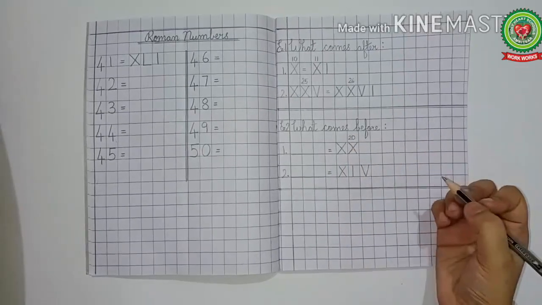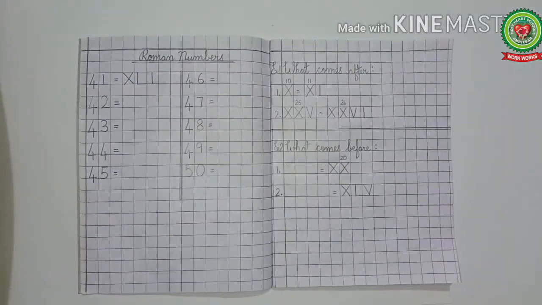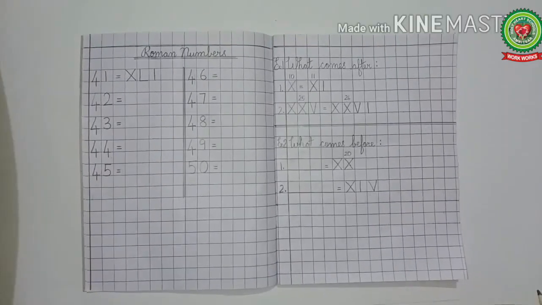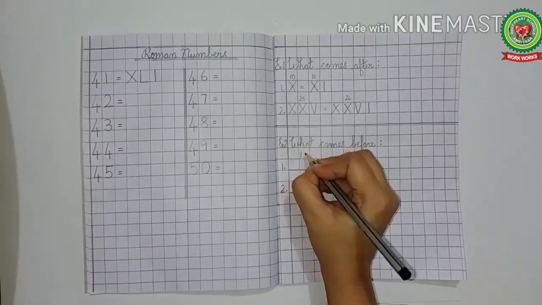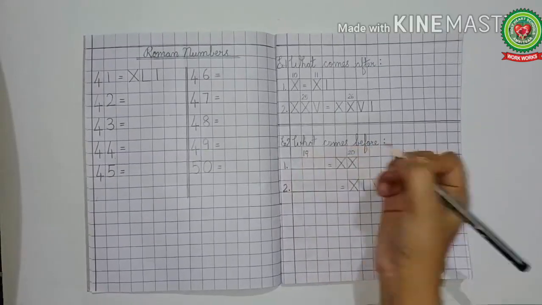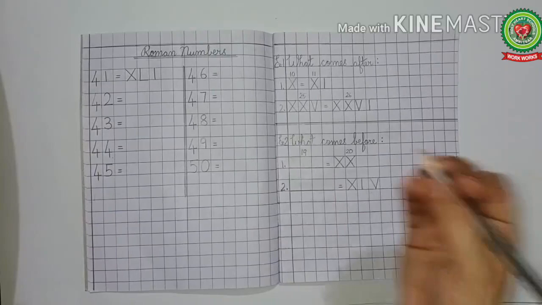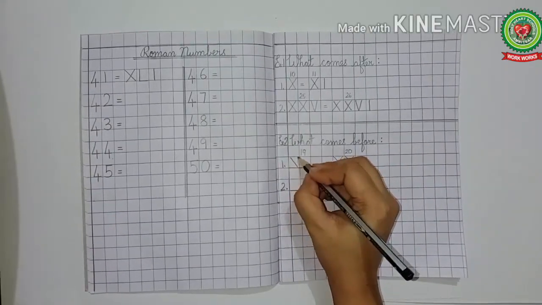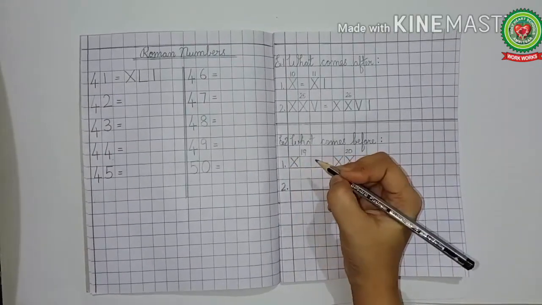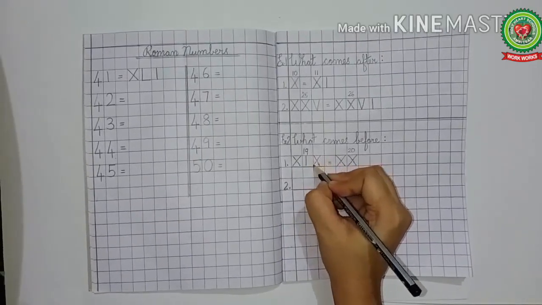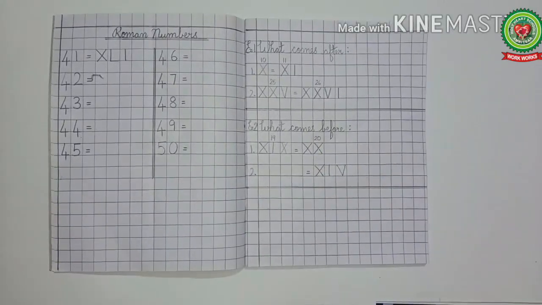Now we have to see what comes before 20. So what comes before 20? That is 19. So we will write 19 over here first. Now 19 means 10 plus 9. How do we write 10? That is X. Now how do we write 9? That is IX. Now let us look at the next one.